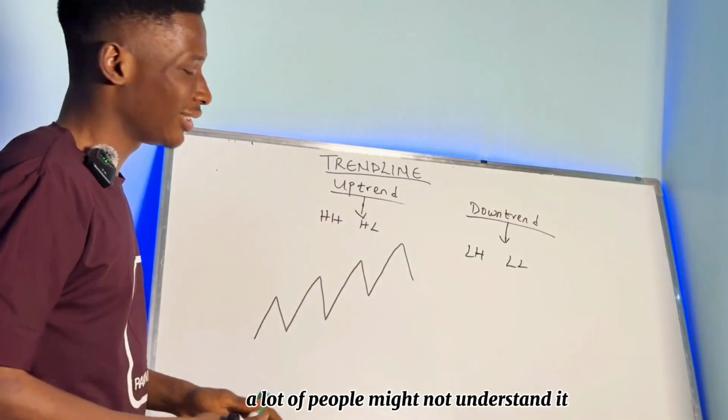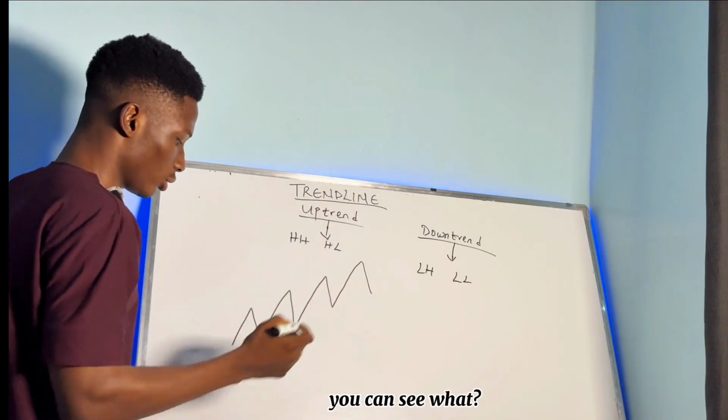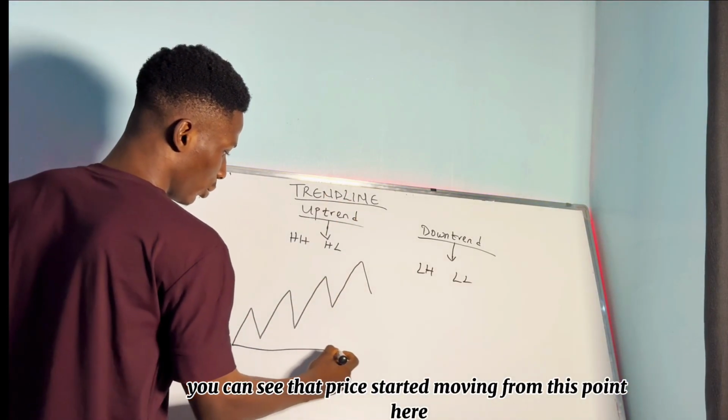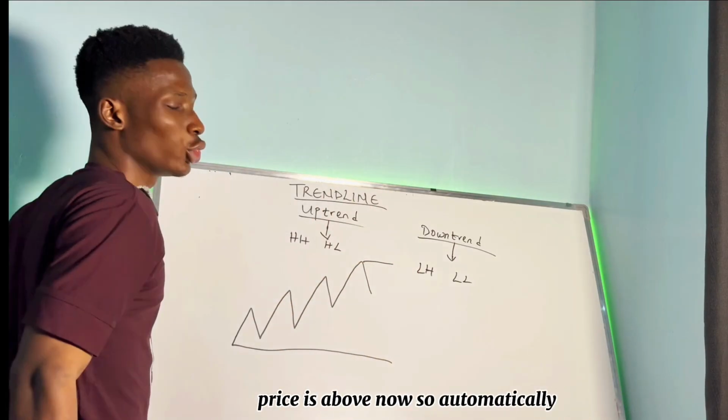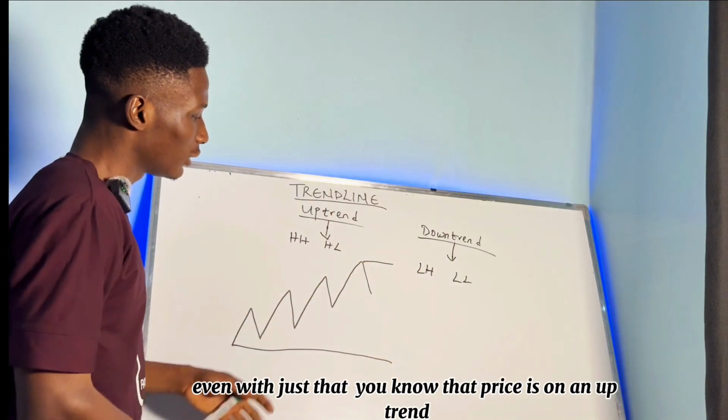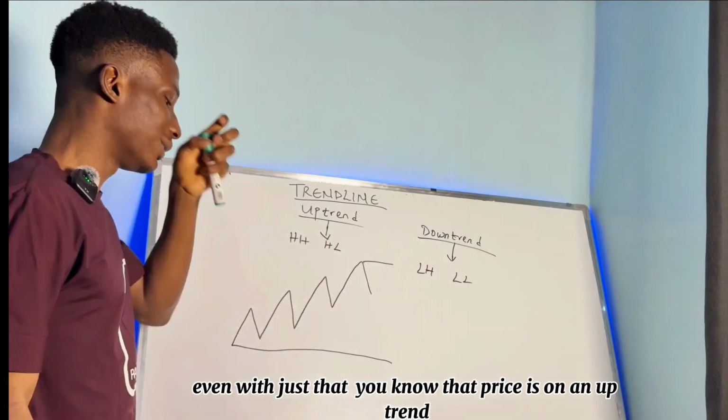A lot of people might not understand it, but just by looking at it, you can see that price started moving from this point here. Now, where is price? Price is at this point. Price is above now. So automatically, even with just that, you know that price was in an uptrend. But that is not enough.